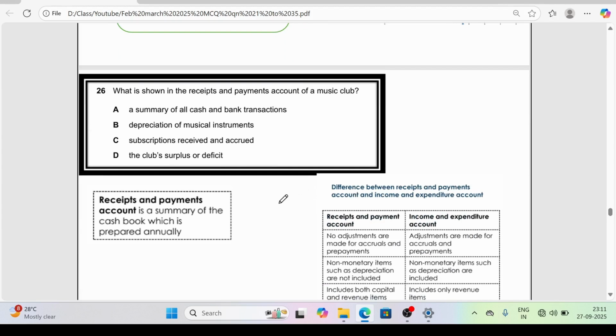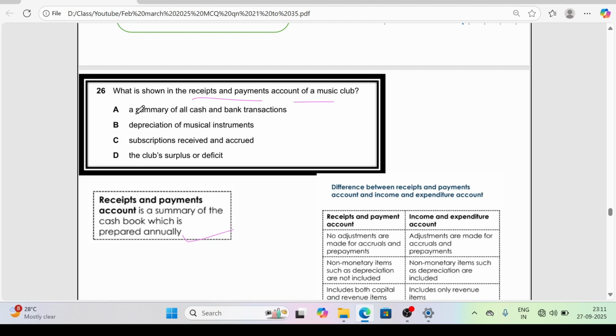Next, 26th. What is shown in the receipts and payments account of a club? Okay, music club, right? Club accounts, everyone knows about trading business and non-trading organization. In a trading business, receipts and payments means our cash book, but in a club account, it's the receipts and payments account. Let's see. Receipts and payments account is a summary of the cash book which is prepared annually. This is very important, the meaning of receipts and payments.